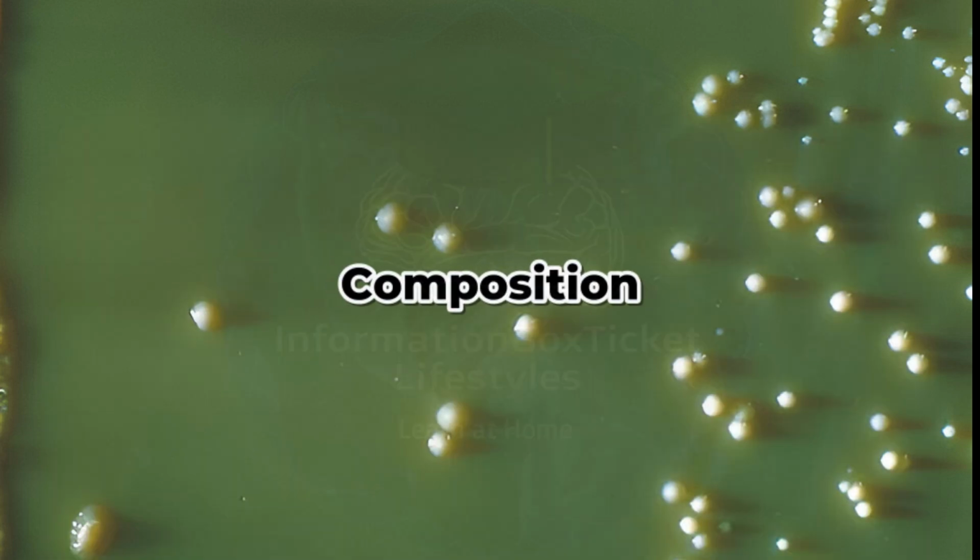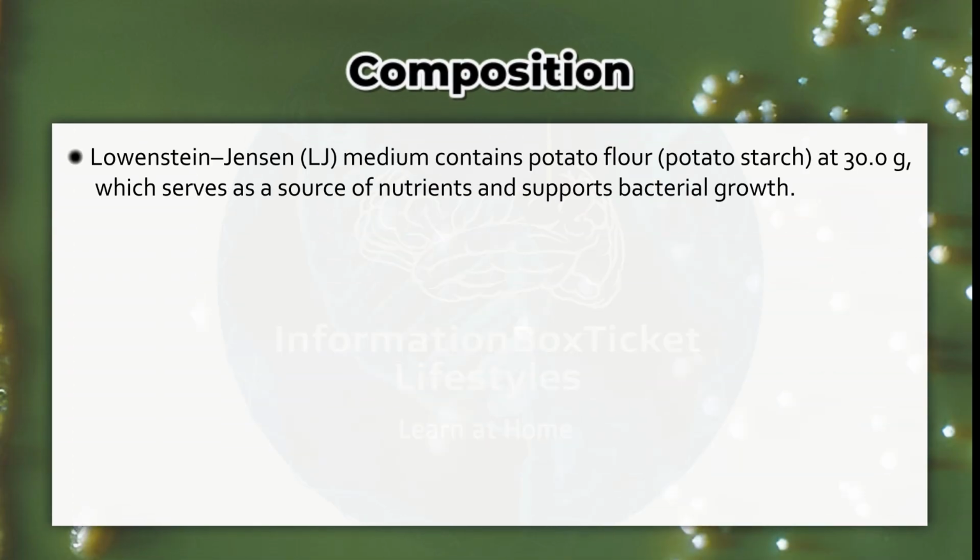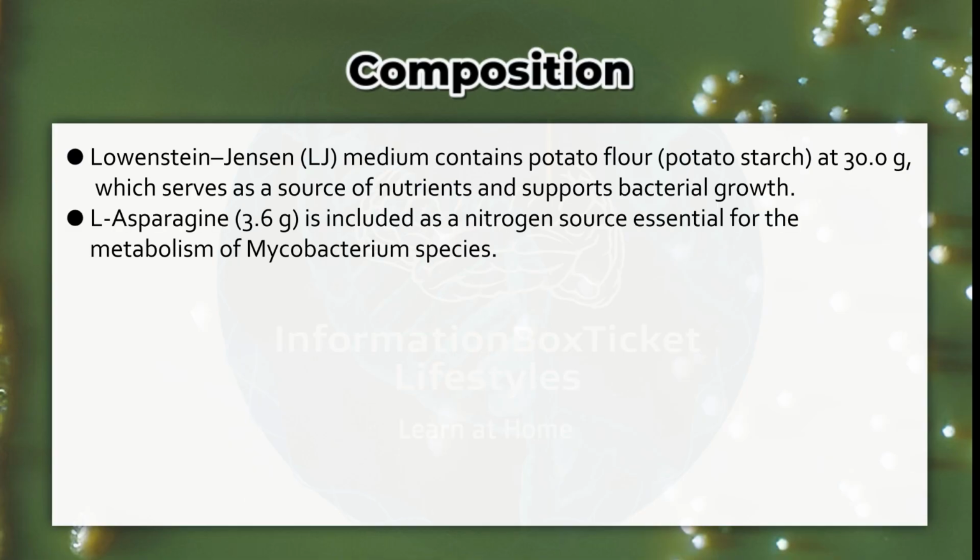Composition of L.J. medium. Lowenstein-Jensen, L.J. medium, contains potato flour, potato starch, at 30.0 grams, which serves as a source of nutrients and supports bacterial growth. L-asparagine, 3.6 grams, is included as a nitrogen source essential for the metabolism of Mycobacterium species.